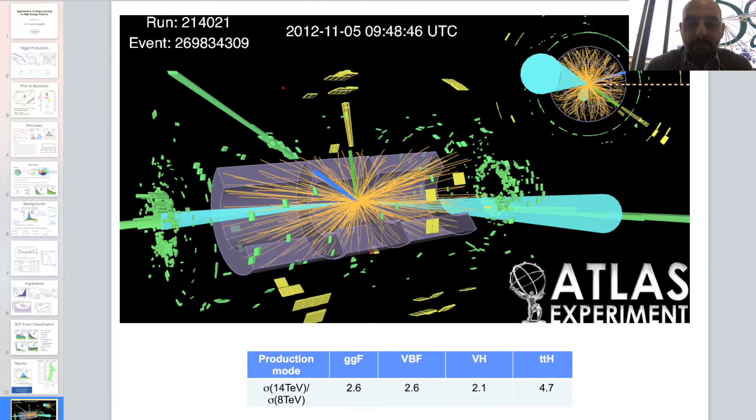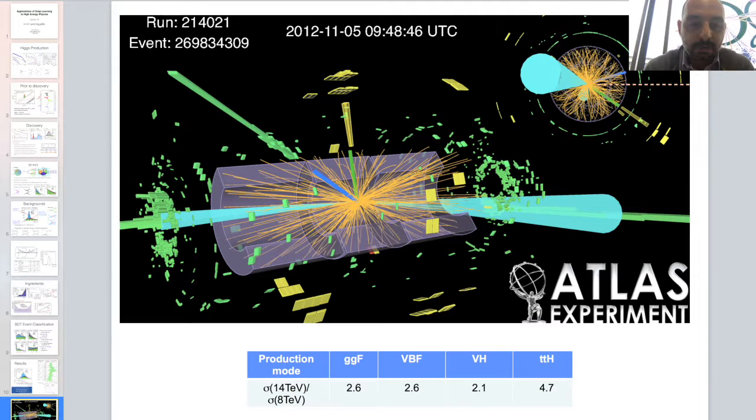One thing that I just want to mention is that the measurements we're talking about were done in run 1, when we had 7 and 8 TeV. The cross-section for the production of Higgs goes up significantly as you raise the center of mass energy. So at 14 TeV, we have a factor of 2.5 in the cross-section for production of Higgs. So for the same amount of data, we'd expect 2.5 times more Higgs.